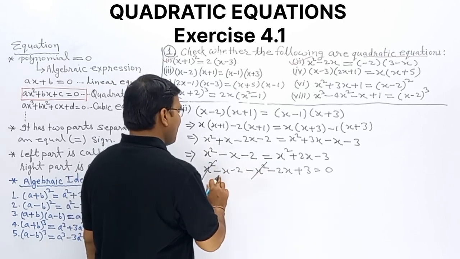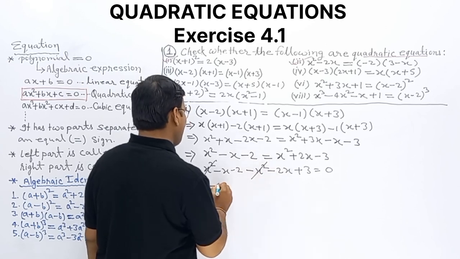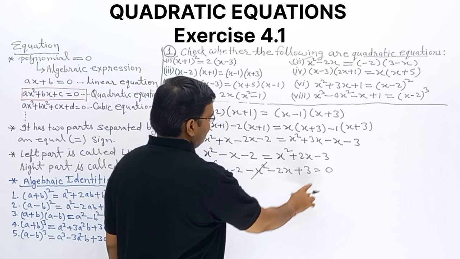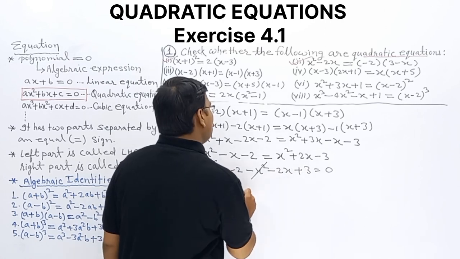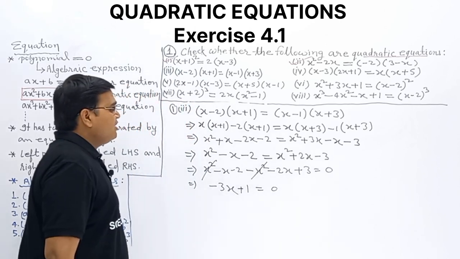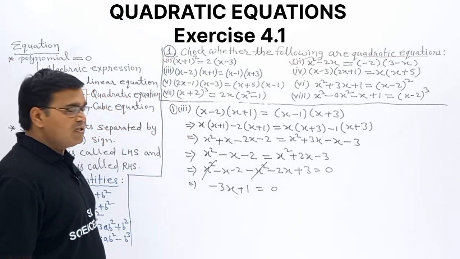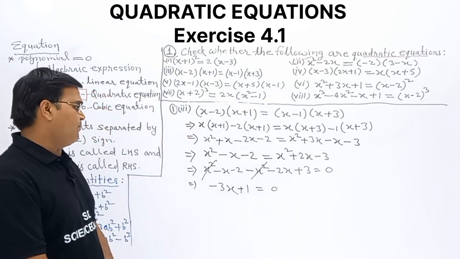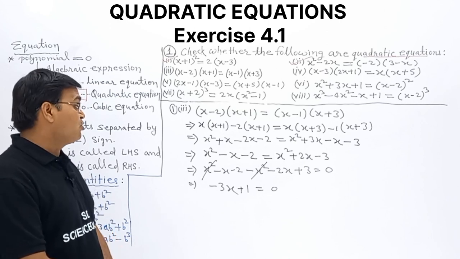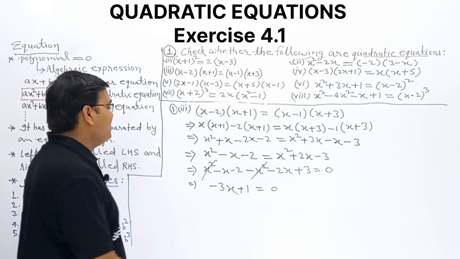Now what about this one? Minus x minus 2x, minus 3x, minus 2 plus 1, remaining is what? Minus 1... plus 1, equal to 0. Minus 3x plus 1, is it a quadratic equation? No. Why? Because it is not in the form of ax square plus bx plus c. So what about this one? This is the linear equation.